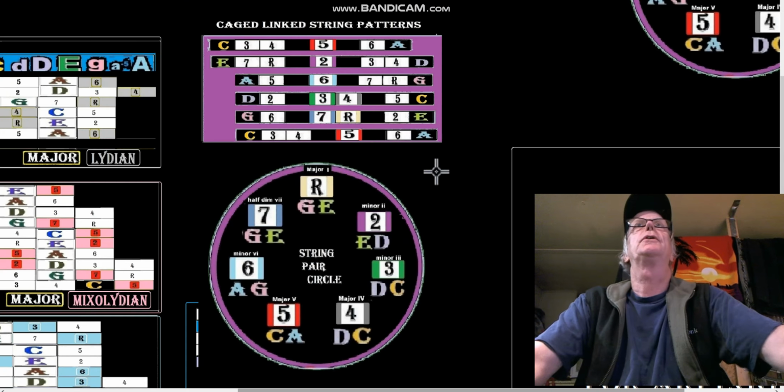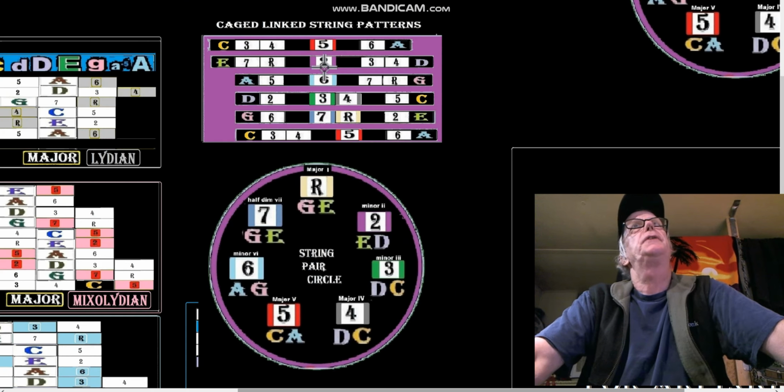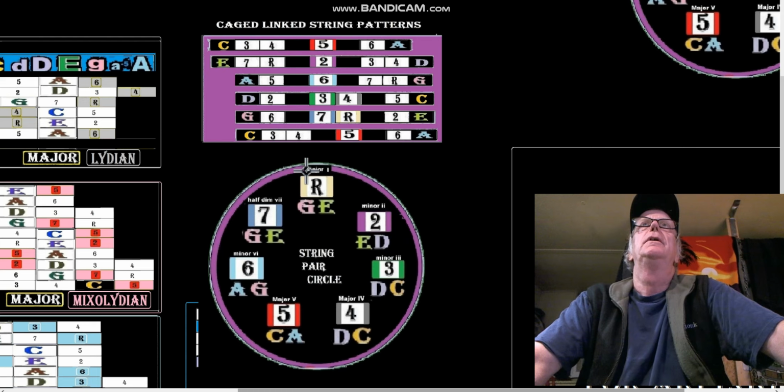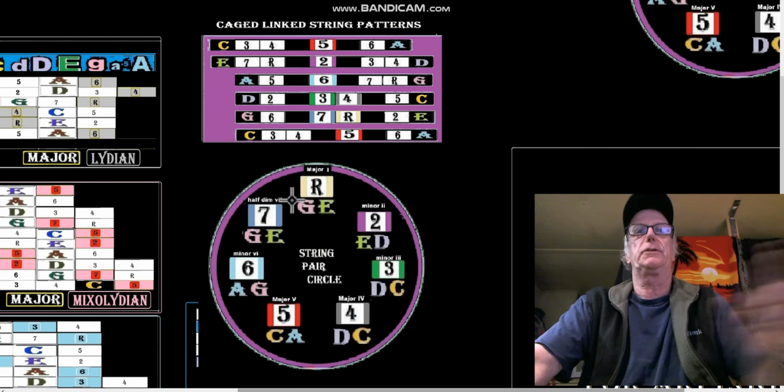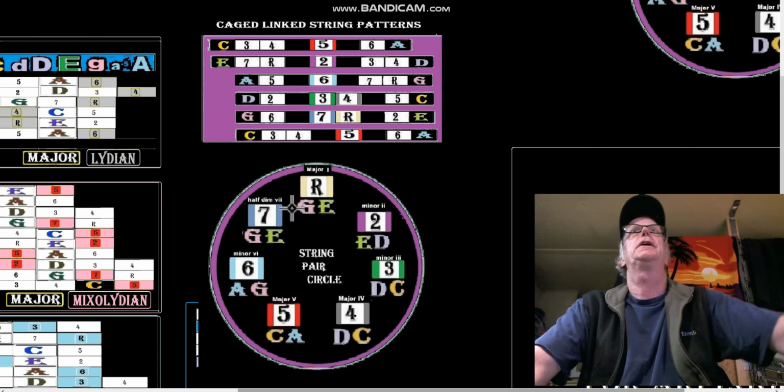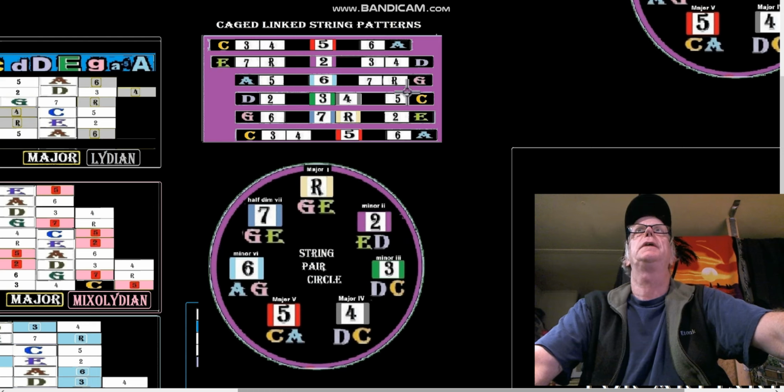Okay, I brought the circle over here. So this is the last thing we're going to finish out with. This is the major scale here. So the root is shared by, there's root, and 7 and root actually, they're together. They're shared by the G and the E shape.